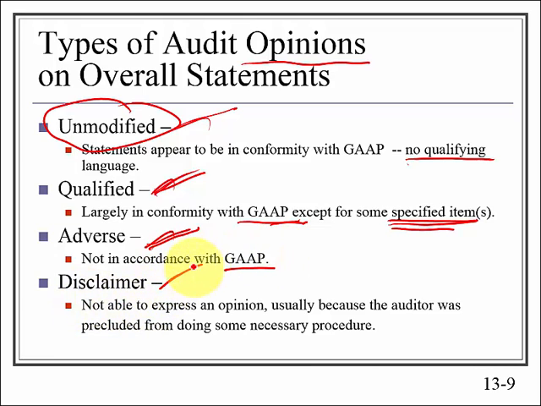A disclaimer is when the auditor cannot give any one of these other three opinions. Basically, they're not allowed to even do the audit in the first place. And you probably won't even get to this point, a disclaimer, because you won't even be hired to do an audit.